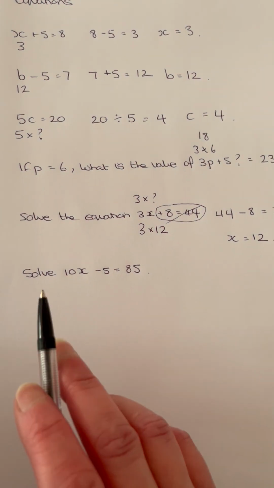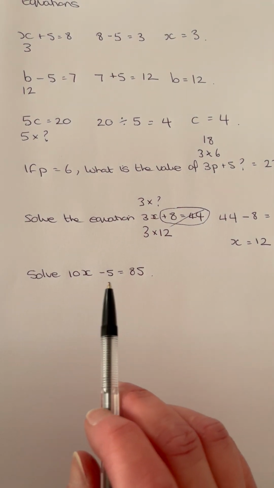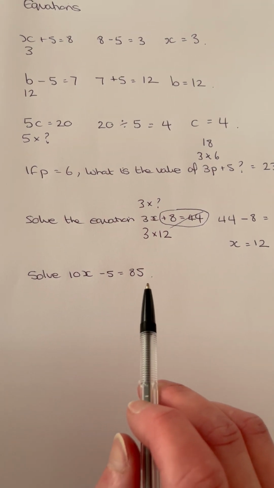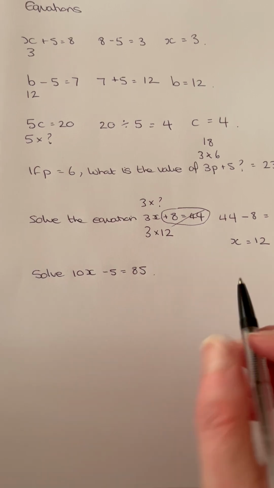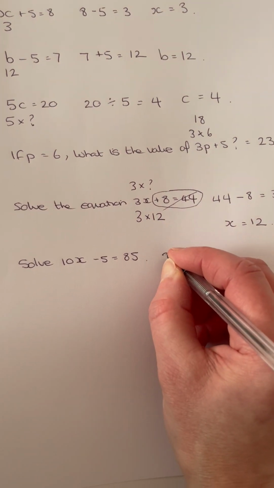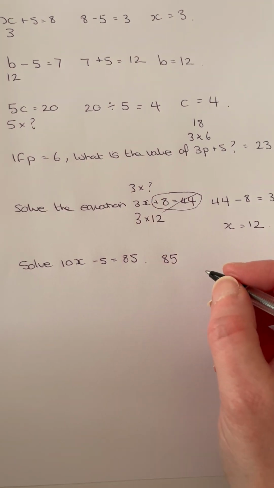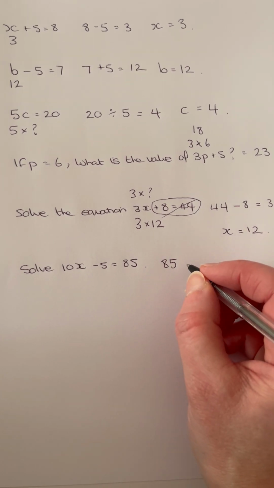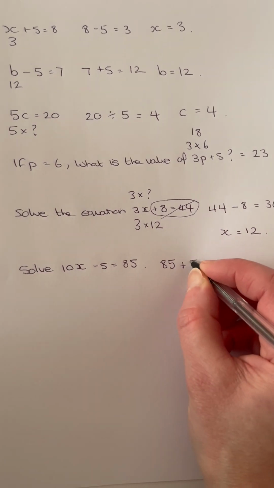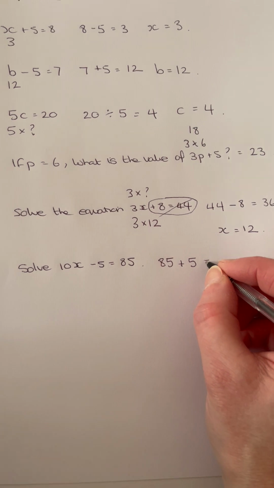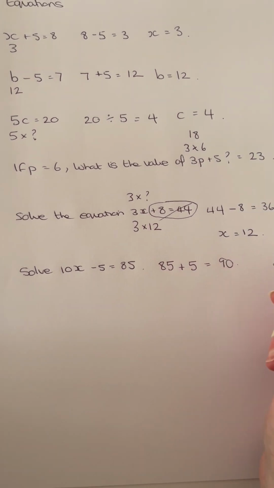So the last one for today is solve 10x minus 5 equals 85. So what we're going to do is we're going to take the final number, which we know, and we'll do the opposite. So we'll do the inverse by adding 5 back on, which is 90.